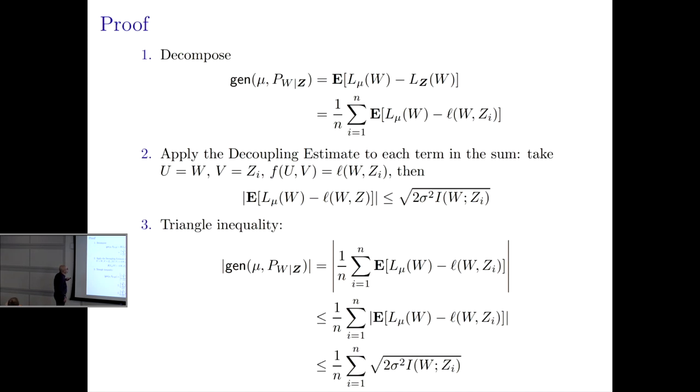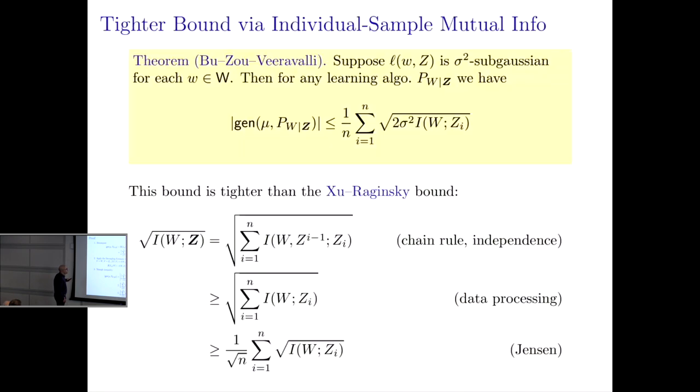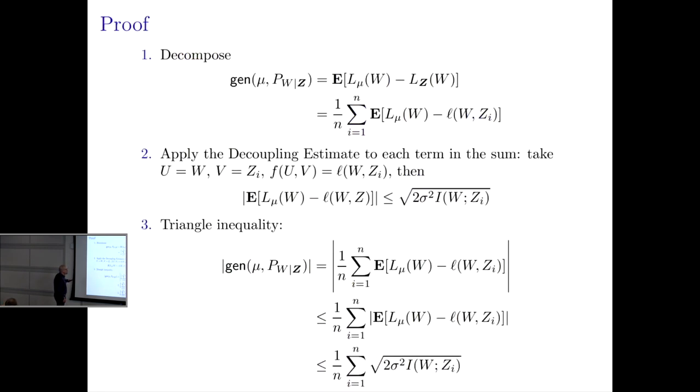Now what you do is, instead of working with this difference of expectations, you recall that you can write it as an average of a bunch of expectations relating to the individual samples. And because I've made the assumption about the original Z here, I can apply the decoupling estimate to each of the individual terms. Once you do that, it's very simple. Now the individual terms, like U is W, V is just Zi, and this is just the loss of an individual example, and you end up with this. So for each of the terms, and then just the triangle inequality gives you an estimate on the absolute value this way. Like I said, very simple.